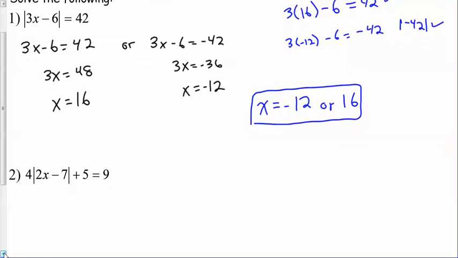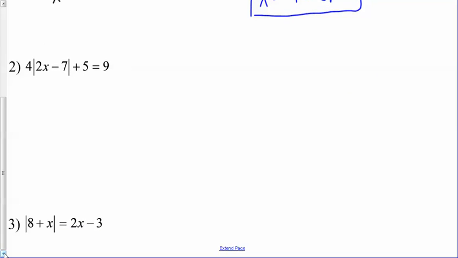So if we look at example 2, now this one looks more complicated because in this example, my absolute value is not isolated. I have 4 times the absolute value of the expression 2x minus 7 plus 5 equals 9. I have to get that absolute value all by itself before I can split it into two equations. The way you do it, and this was talked about in the solving equations video, is stop looking at the variable when you're trying to solve and look at the object that contains your variable, which is the absolute value of 2x minus 7. I have to isolate that first.